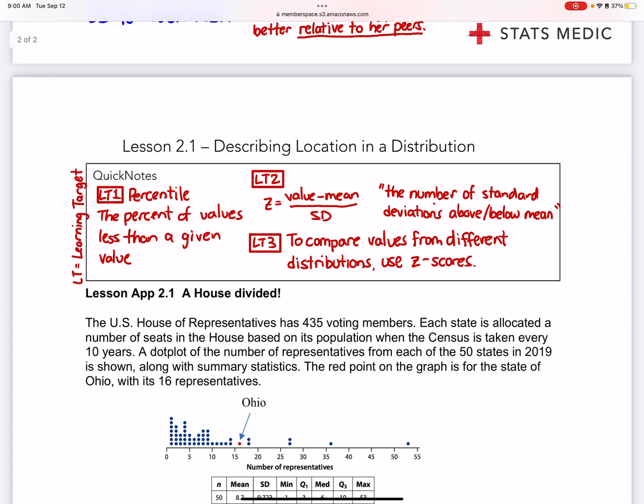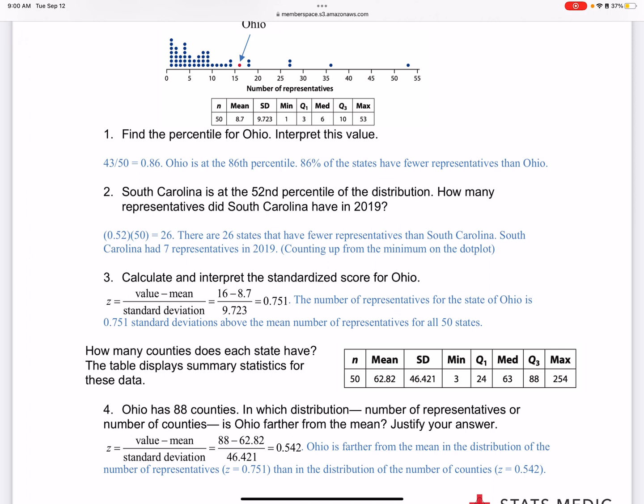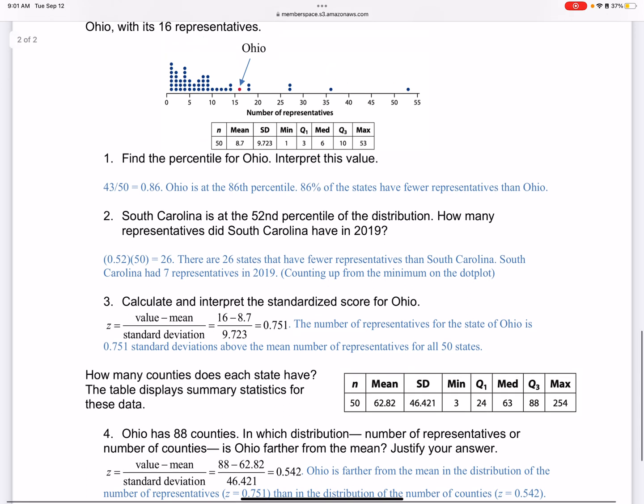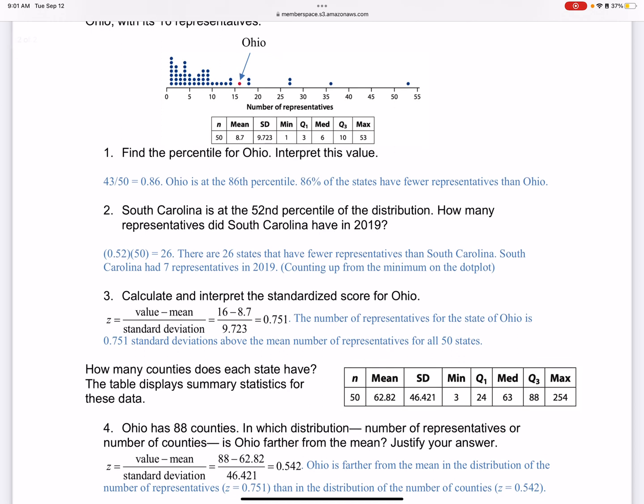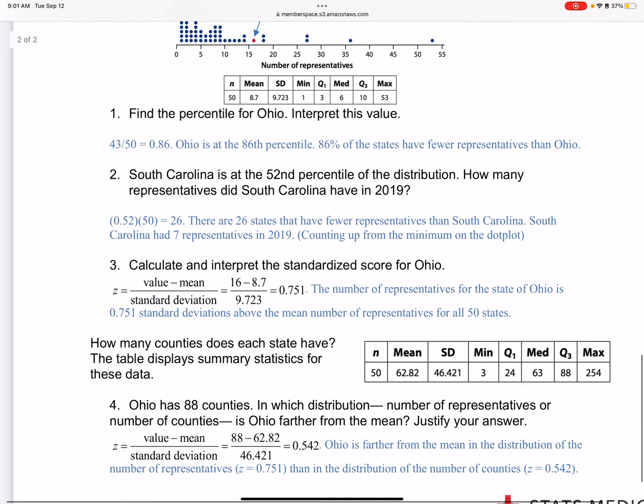That's the same idea. In order to do these here, you can see finding the percentile. The percentile, again, is less than or equal to. The Ohio one, if I count them, it is the 43rd piece of data, so 43 out of 50 is 86%. The next one, at the 52nd percentile, you just take 52% times 50 pieces of data, and that's where I got 26 from. Number 3, to do a z-score, you just take the value, which we found was 16 in Ohio, minus 8.7, because that's my mean, which it gives you here, divided by the standard deviation. And that's where I got this.